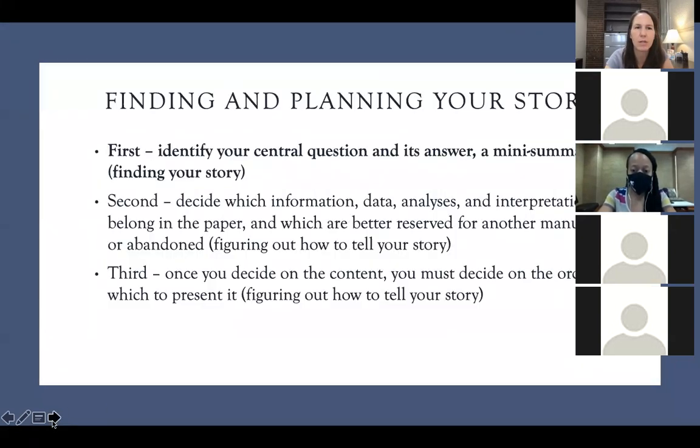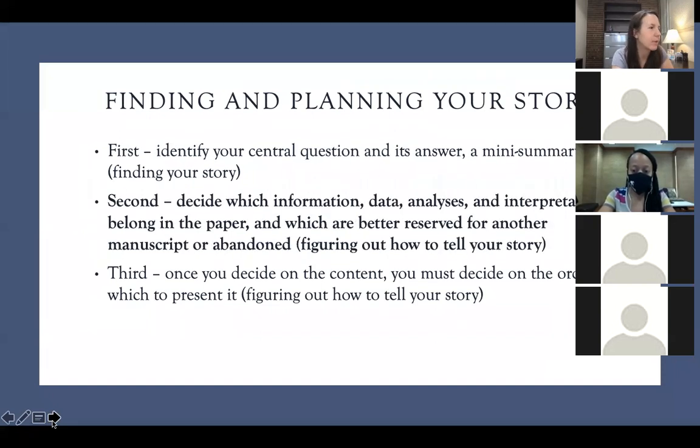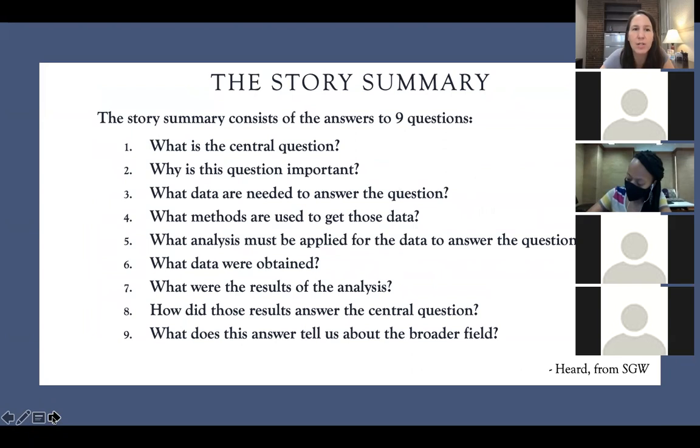Okay, we actually did that. Next thing we're going to do is figure out what information, data analysis, and interpretation belong in the paper and which are better reserved for another paper. So we can do this by going through a kind of story summary. And these are 9 questions that will use that mini summary that you have, the central question and answer, and then build from it.